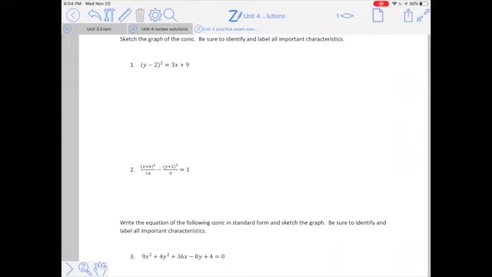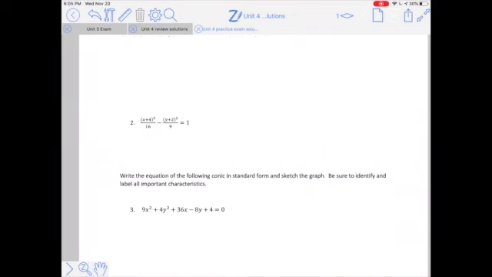So there's really two main topics for this exam. Can you graph a conic section? So can you graph a parabola, ellipse, or hyperbola? And remember, that could be one of two ways. Number 1 and 2, those are in standard form. And then number 3 here is in general form. So you need to be able to graph when it's in either form, standard form or general form.